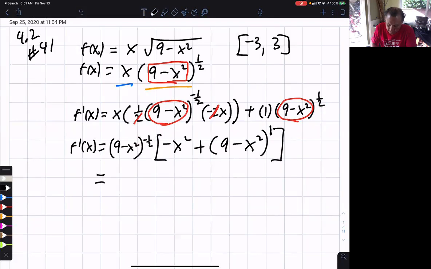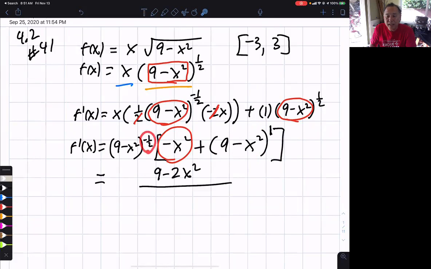What do we have? Minus x squared minus another x squared, that's a negative 2x squared. So on top, we're going to have 9 minus 2x squared. And on the bottom, that negative exponent moves that to the bottom. And the square root, the 1/2 power is the square root. So that is our derivative.